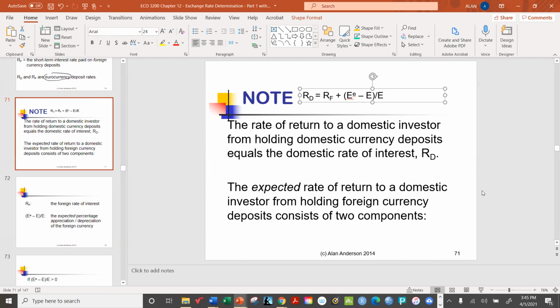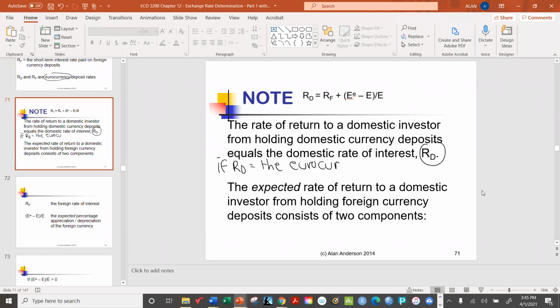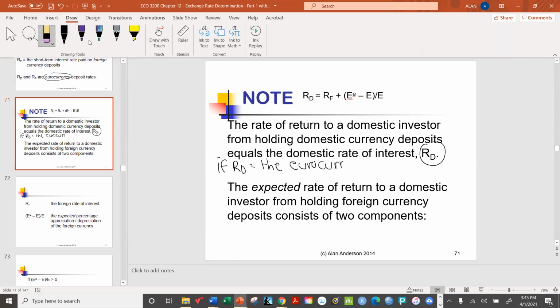The rate of return to the domestic investor holding the domestic currency is simply RD. So if RD, let's say, is the eurodollar rate, then as an American investor, this is the return that an American investor will earn. There's no uncertainty about it.